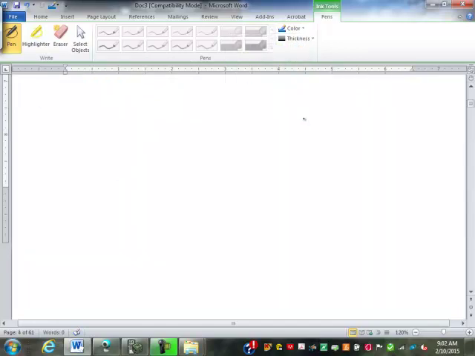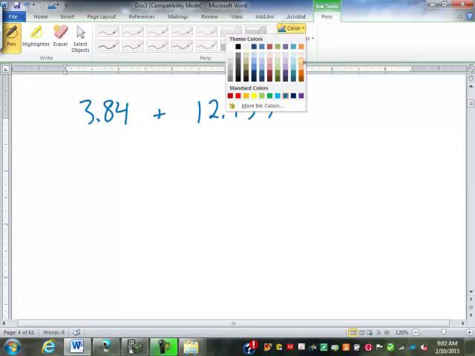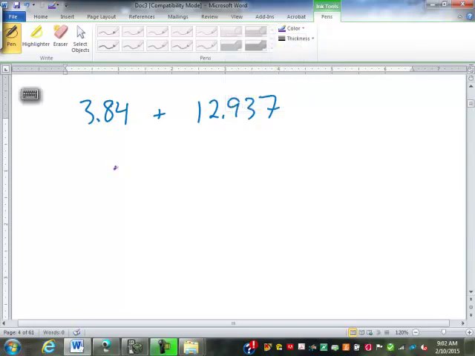Addition and subtraction, we talked about this a lot. When we add or subtract, we can only combine things that have the same name. In numbers, that comes right down to the place value. So if I have decimals like 3.84 plus 12.937, what do I have to make sure I do when I set up my addition? Line up the decimal points.